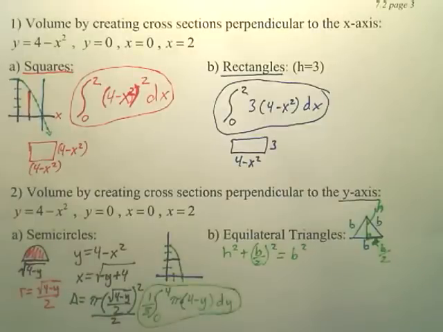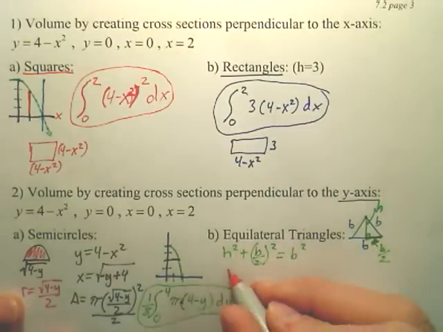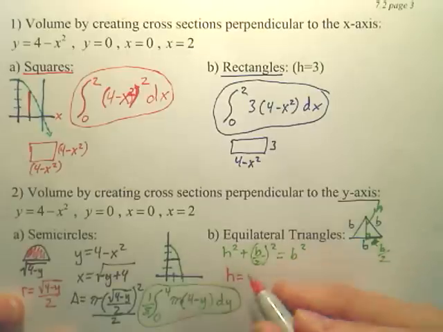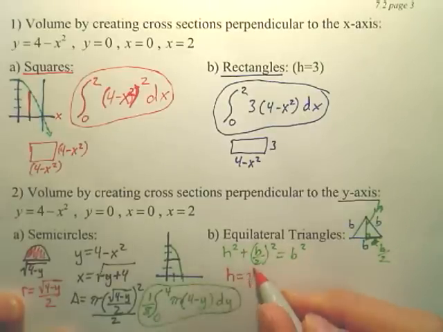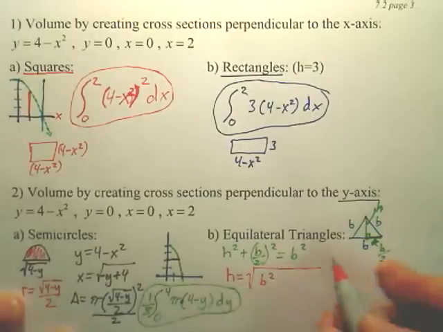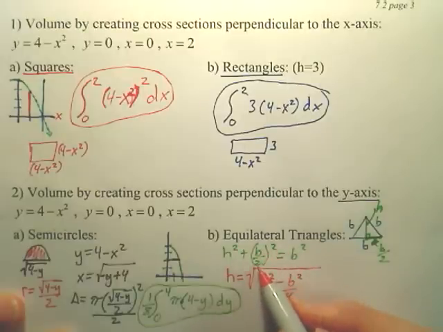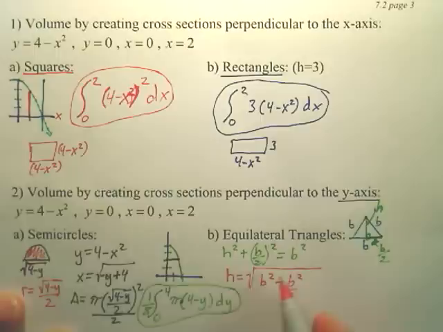Can I solve this for h and make h in terms of b? Yes. So h is going to end up being, because you're going to square root it, and we're going to move this over, so won't it be b squared minus b squared over 4? Because won't that be b squared over 4? So could I simplify this? Yes, but I'm just going to keep it as this for now.